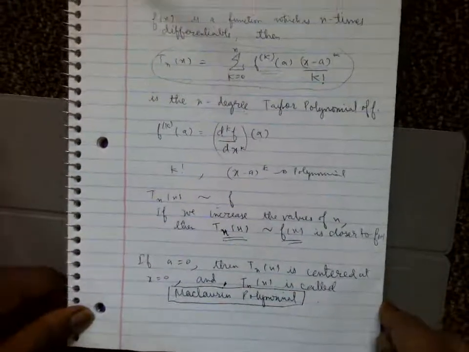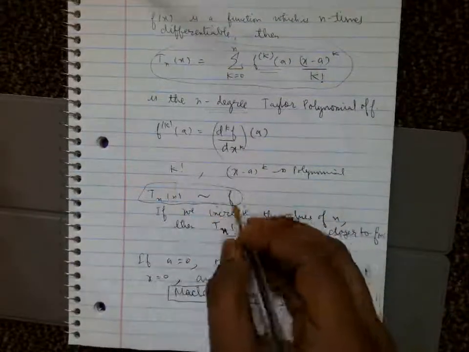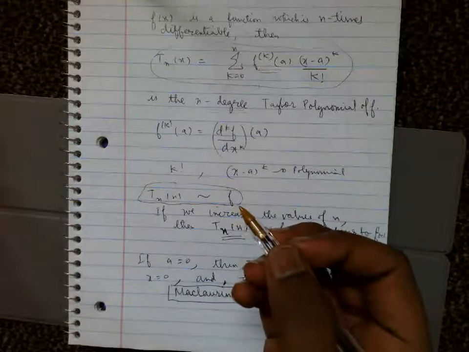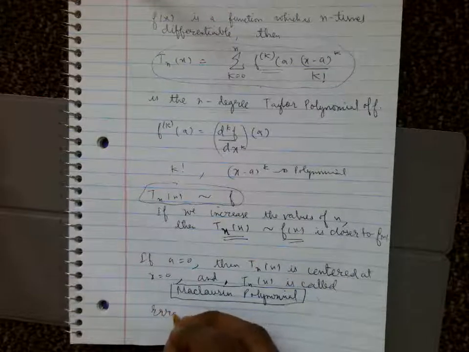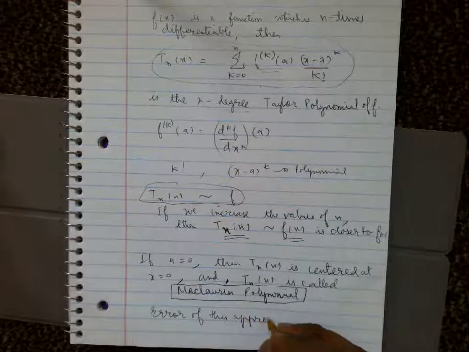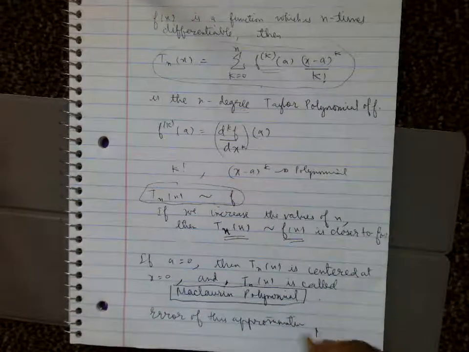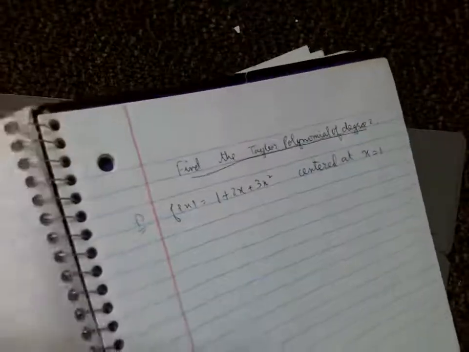Now, obviously, when we say Tn of x is close to f, we want to know exactly what that means. So we want to find out the error of this approximation, that is, the error of approximation using Taylor polynomials. Which is our next topic, called the error in Taylor polynomial.